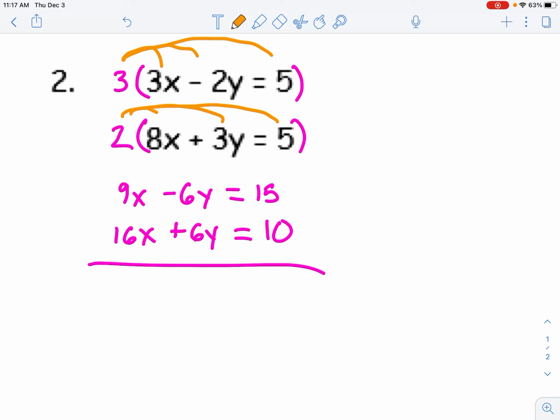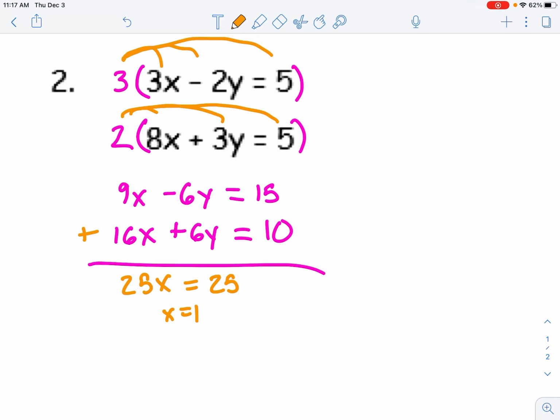So now I'm going to add to get rid of my y's. So I'll get 25x equals 25. That must mean x equals 1. That's a lot of stuff right there. Maybe you want to pause and kind of look it over, but that's the first part. Now I can take that x equals 1 and I'm going to plug it in for this x up at the top equation.